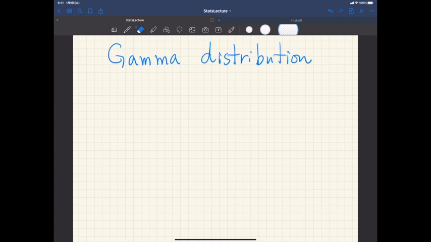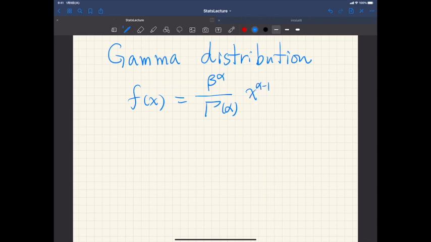Next, we study the gamma distribution. Remember, we studied the beta distribution, then the gamma distribution. And the gamma distribution is defined by the following density function. So the density function is beta to the alpha over the gamma function of alpha, times x to the alpha minus 1, times e to the minus beta x.